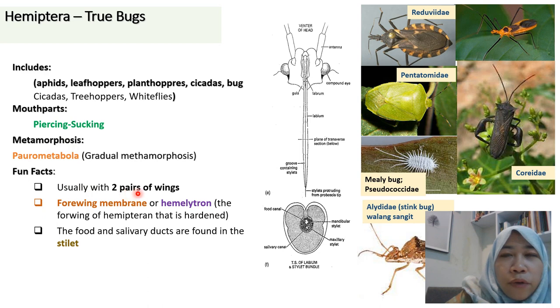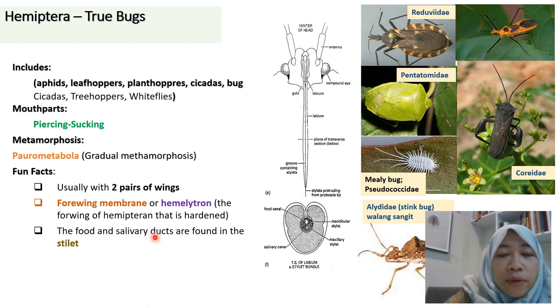It has two pairs of wings, and then the forewing. The forewing of this insect is called hemelytron, the hardened forewing. In a beetle the forewing of the insect is called elytra, but in Hemiptera insects the forewing is called hemelytron. It's different. The term is different.